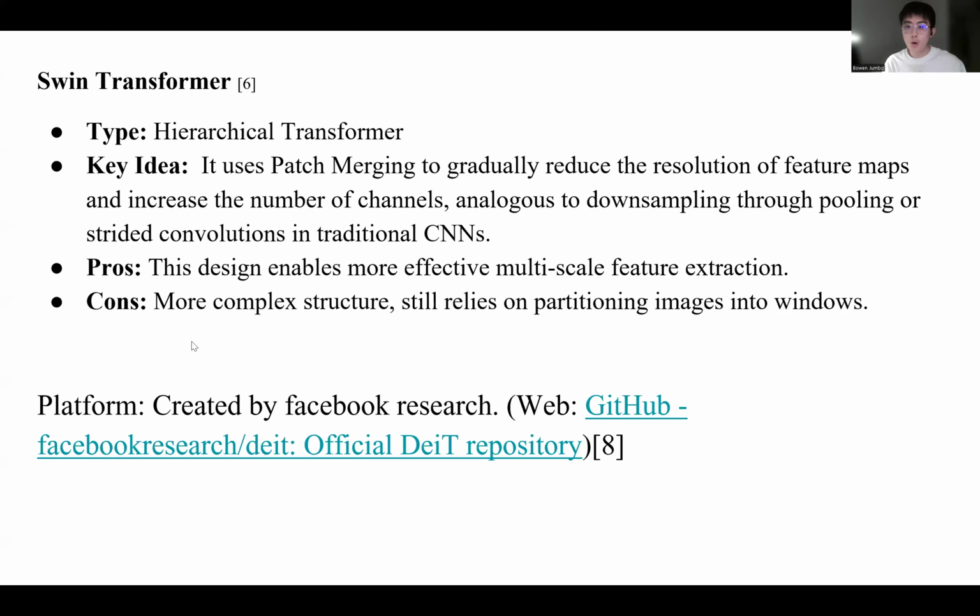Okay, all of these algorithms we used come from the Python package called timm. And the platform we use, PyTorch, was created by Facebook research.